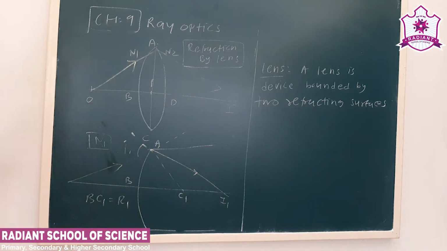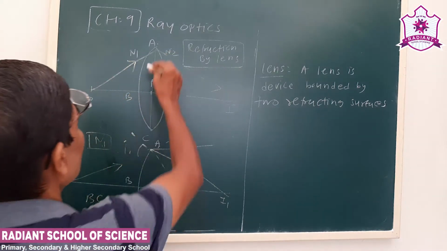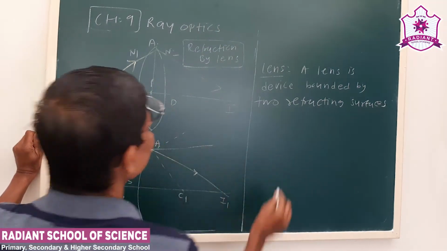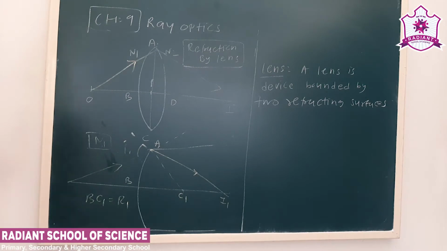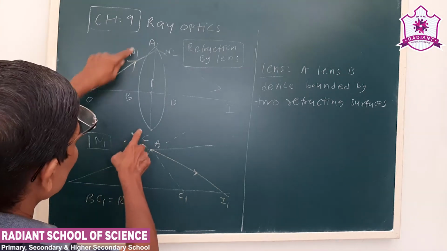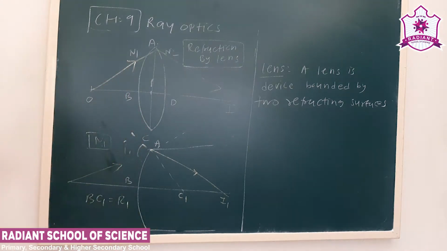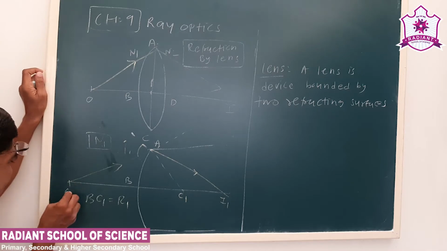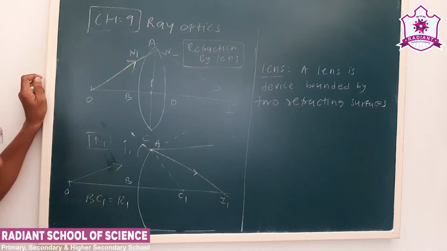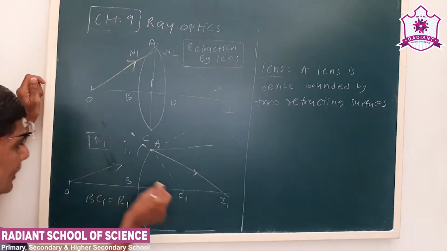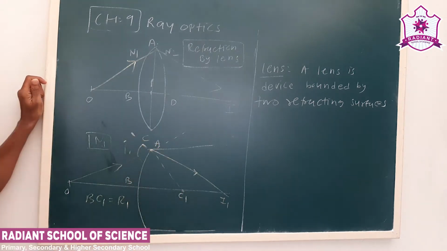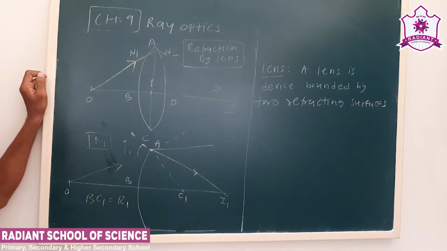Now we consider this is also a part of a spherical surface which has a radius of curvature R1. So for simplicity I have shown only the ABC part, that is N1. Let us say O is a point object. See the incident ray. The line passing through the center of curvature of this surface ABC, we call the radius of curvature R1.